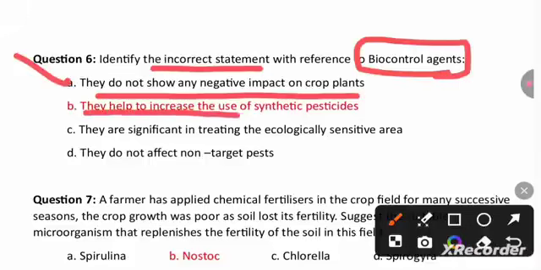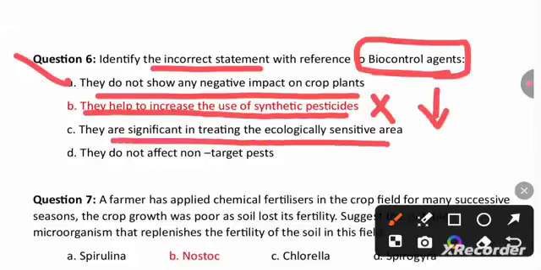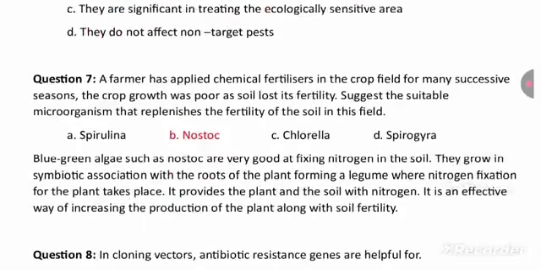They help to increase the use of synthetic pesticides. This is the incorrect statement because the use of biocontrol agents decreases the use of synthetic pesticides, and they are significant in treating ecologically sensitive areas, and they do not affect any non-target pest. So these are all correct statements, and option B is the incorrect statement regarding biocontrol agents.